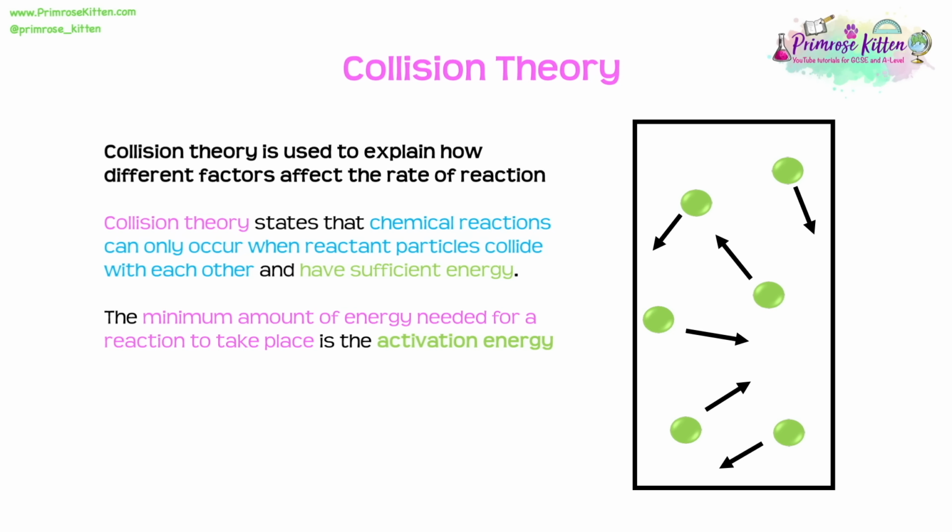Collision theory states that chemical reactions can only occur when reactant particles collide with each other with sufficient energy. So there's 2 key facts there. For a reaction to take place, we need a collision, and that collision needs to have sufficient energy. Now, when we say sufficient energy, we mean that it has at least the minimum amount of energy needed for a reaction to take place. And the name for this amount of energy is the activation energy.